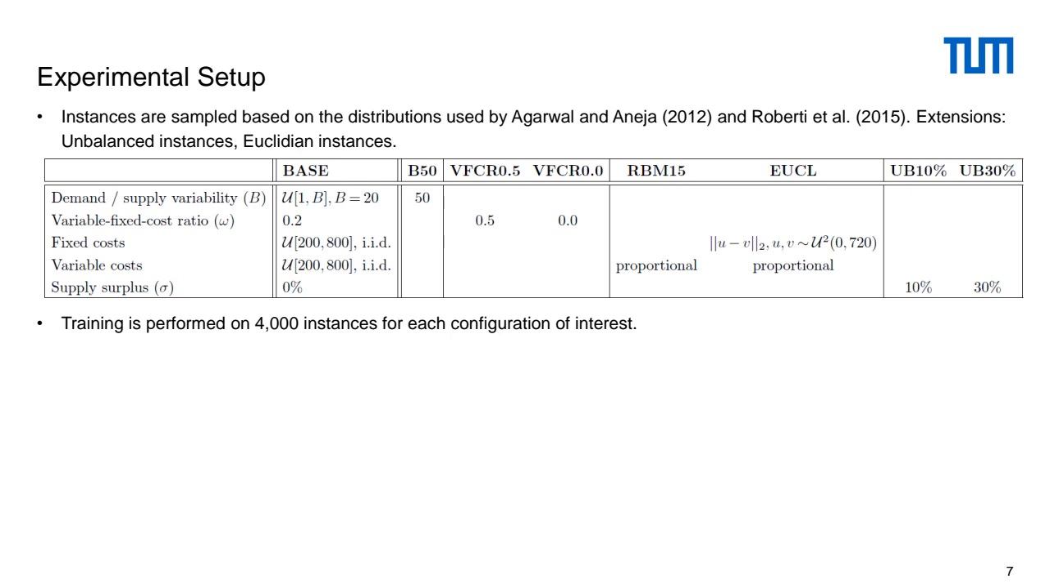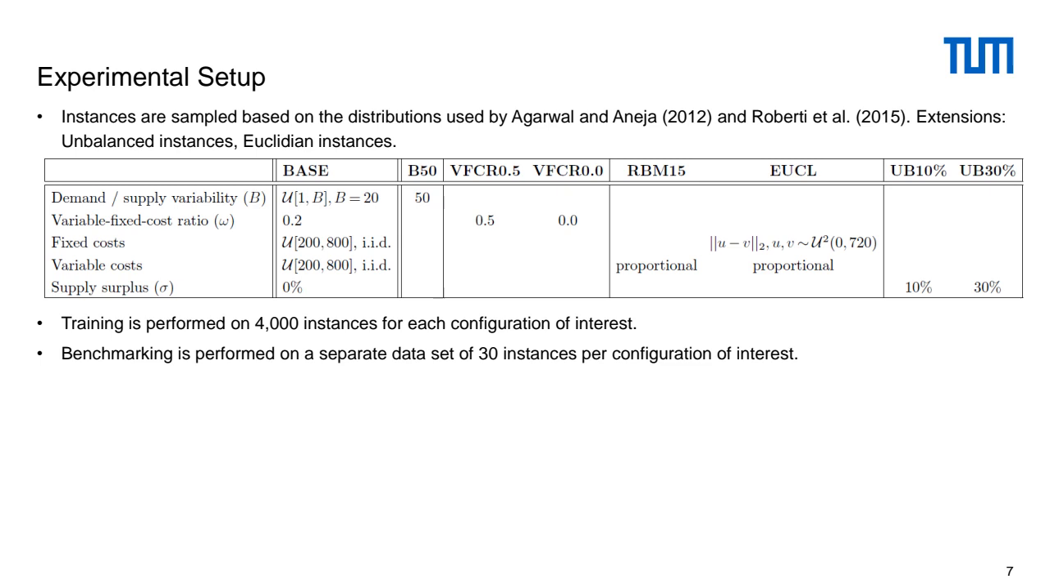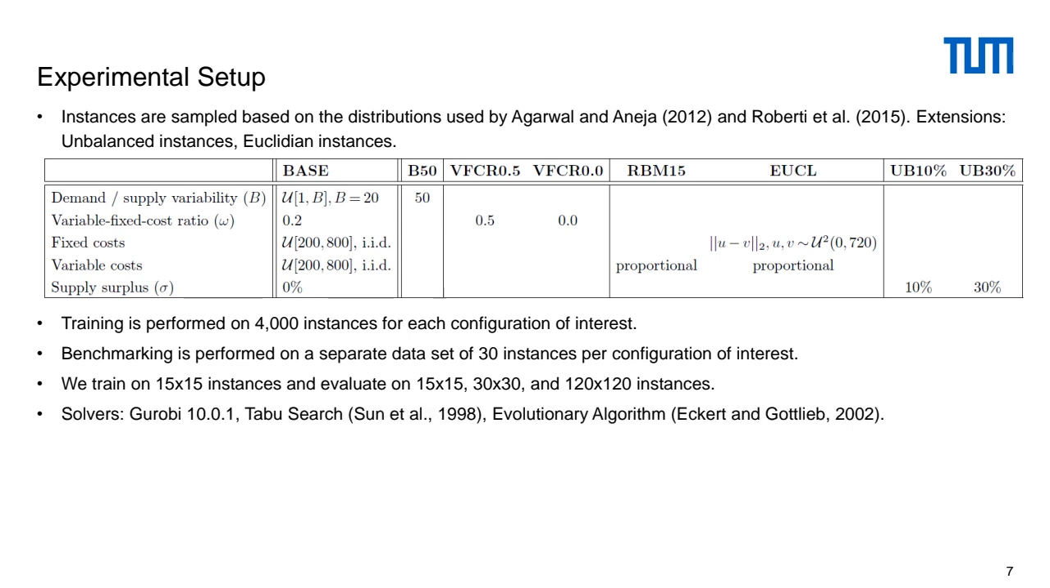We train our models on 4,000 instances and do the benchmarking on a separate set of instances with 30 instances for each configuration of interest. As I said, we only train on small instances, but we do evaluate on larger instances with up to 120 supply and demand nodes. And we consider three different solvers. We use Gurobi as an exact MIP solver, and also consider two common metaheuristics for the FCTP, one tabu search algorithm and one evolutionary algorithm.